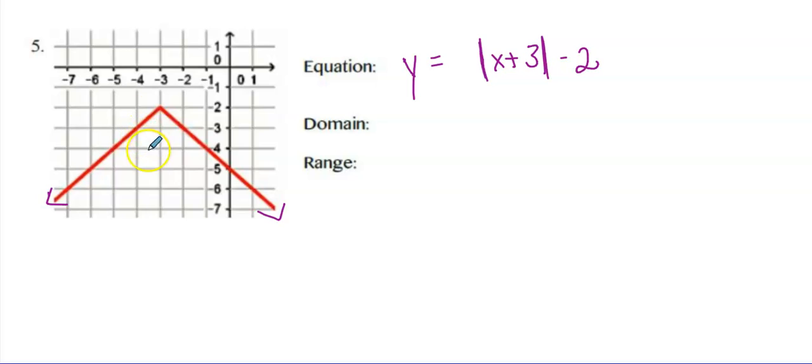This is a negative slope, and it's a negative 1 slope, so I can just put a negative right there, and I don't have to put the 1 there. If you do, it wouldn't be wrong. The domain, it comes left to right. It comes from negative infinity and goes to positive infinity, going to the left. And then the range, if you start at the bottom, it's coming from negative infinity, and it stops at negative 2.